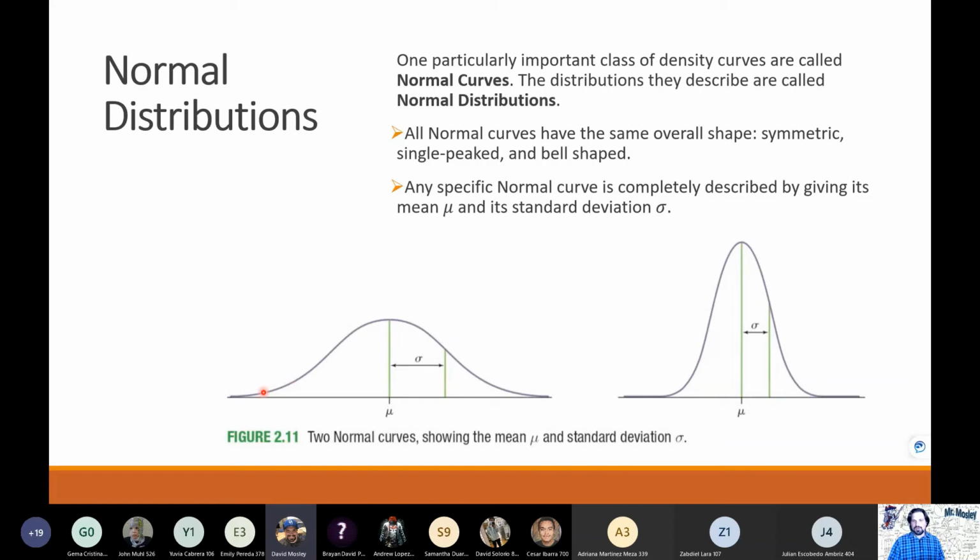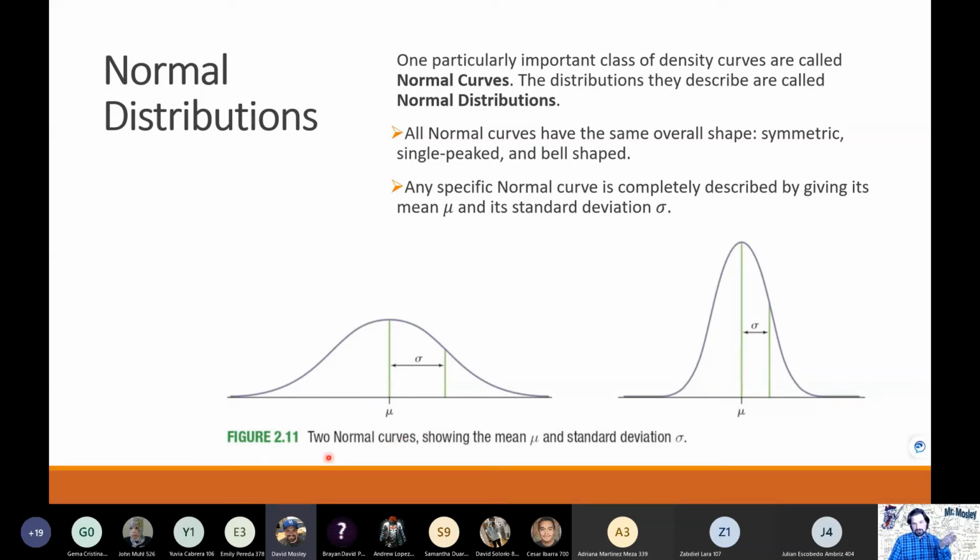So if we look at these two curves, we have this more spread out, short curve. Remember, on the density curve, the area under the curve has to be 1. So if I have a more spread out curve, it's going to be shorter. If I have a less spread out curve, a smaller standard deviation, it's going to be taller. I can't have a really tall and really wide curve. Then the area would add up too much.